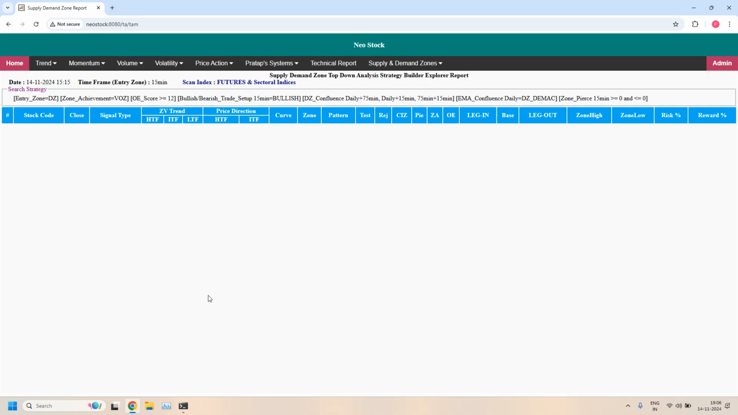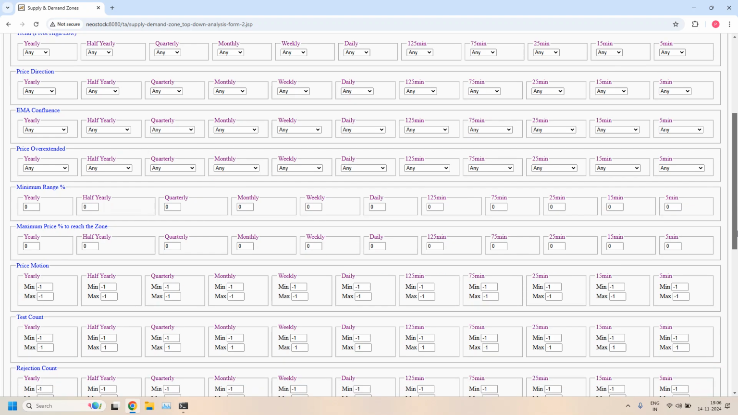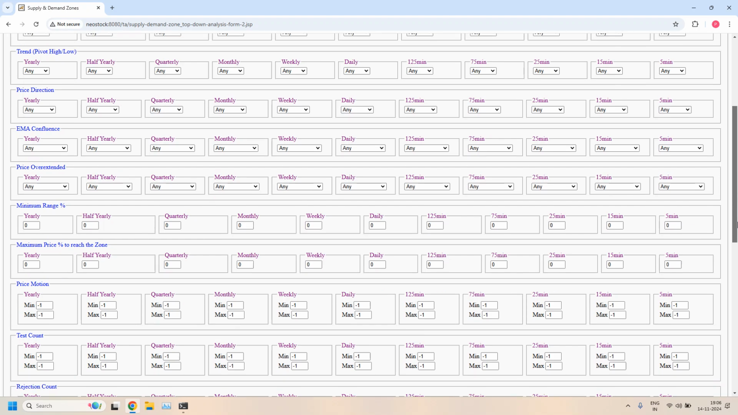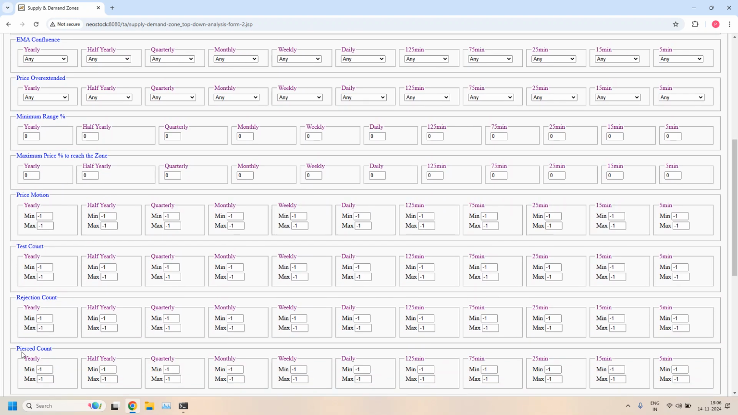Next, let us look for bearish trade setup for daily income trade. Entry time frame 15 minutes. Entry zone supply zone. In bullish or bearish trade setup at 15 minutes time frame, I am selecting bearish. These 15 minute supply zones should not be pierced. So in the pierced count, so this is the pierced count at a 15 minutes time frame.